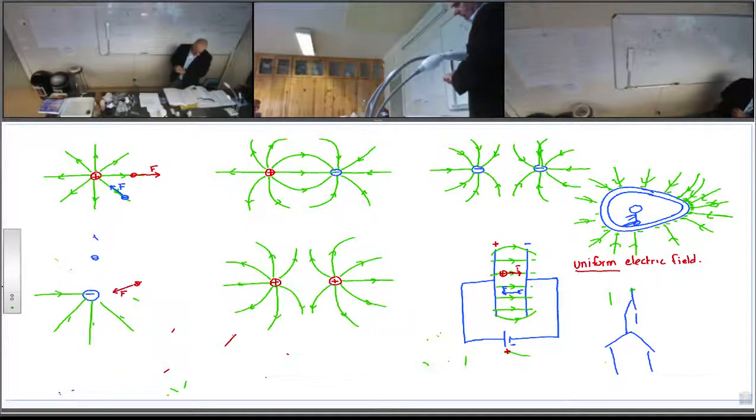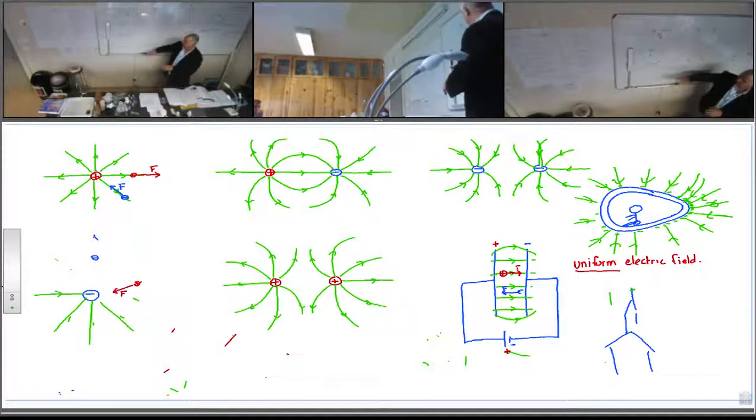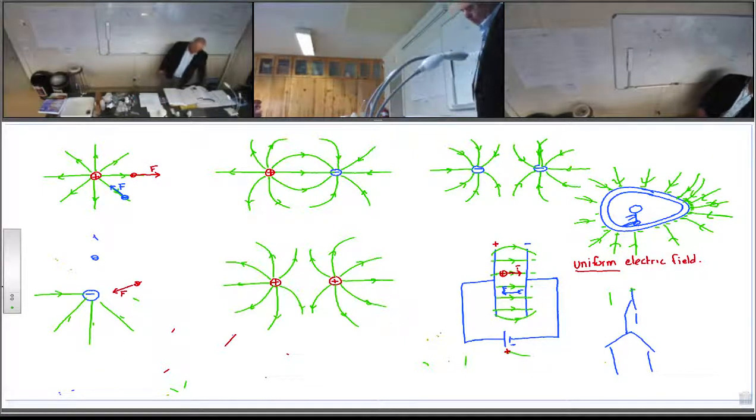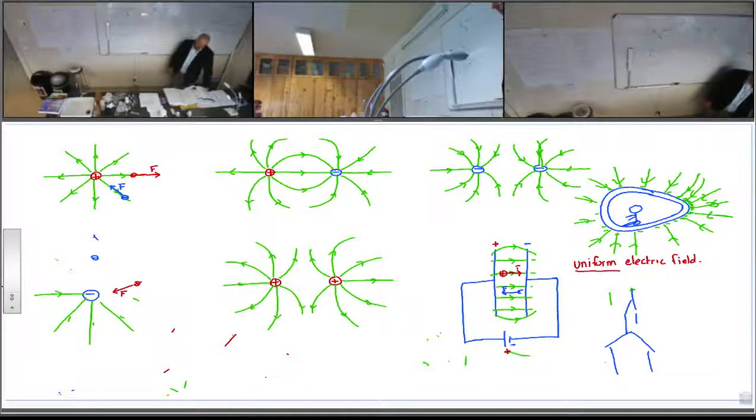Lines begin and end perpendicular to the surface. Draw that as best as possible. The denser the lines, in other words, the closer they are together, the stronger the field at that point. No field inside a hollow conductor. Notice I haven't drawn any field lines inside, only on the outside.